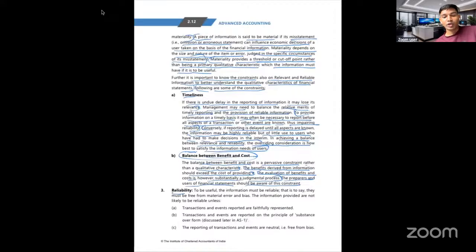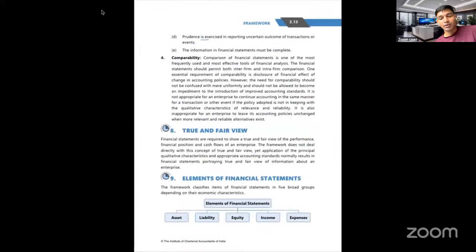Then reliability. To be useful, the information must be reliable. That is to say, it must be free from material errors and bias. The information provided is not likely to be reliable unless the transactions and events reported are faithfully represented, and the transactions and events are reported on the principle of substance over form. Then the reporting of transactions and events must be neutral, free from bias. Prudence is exercised in reporting uncertain outcomes of transactions or events. The information in financial statements must be complete.